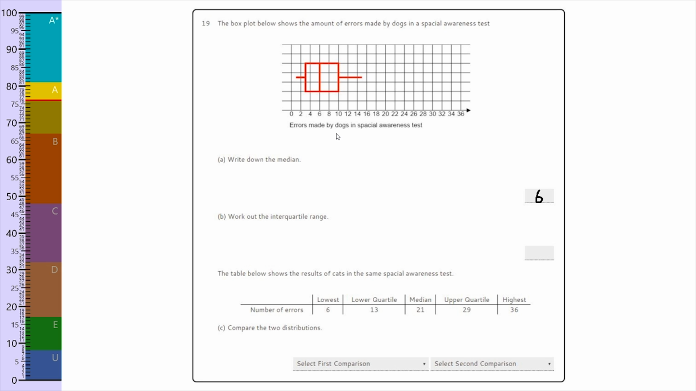Work out the interquartile range. This is the upper quartile, and this is the lower quartile. So the interquartile range is 10, take away 3, which is 7.